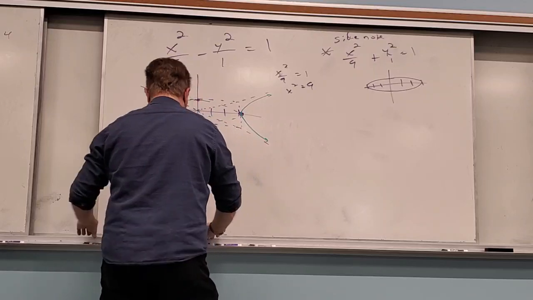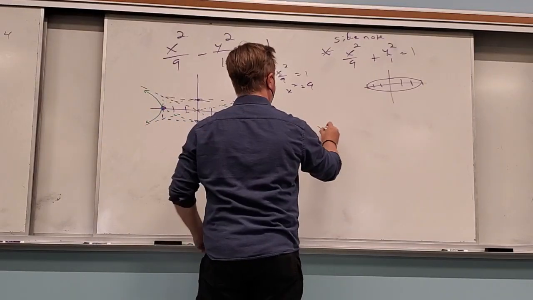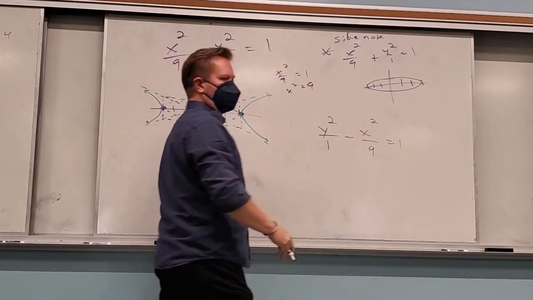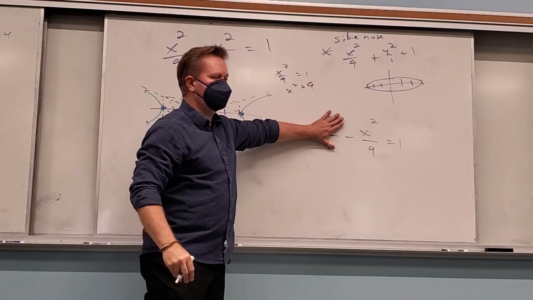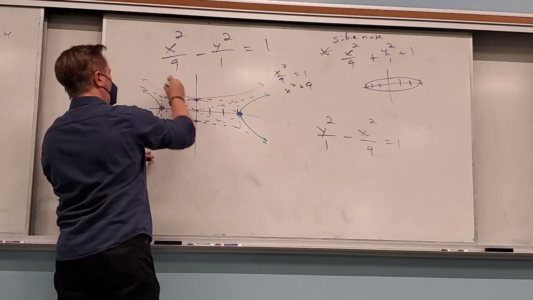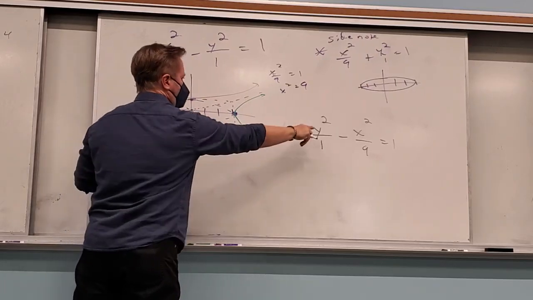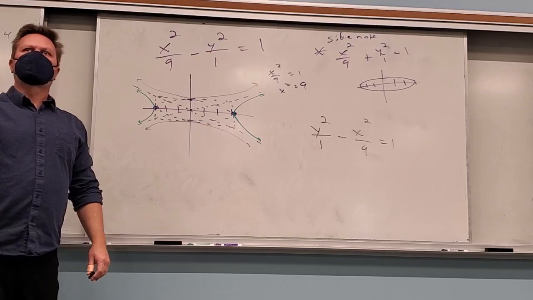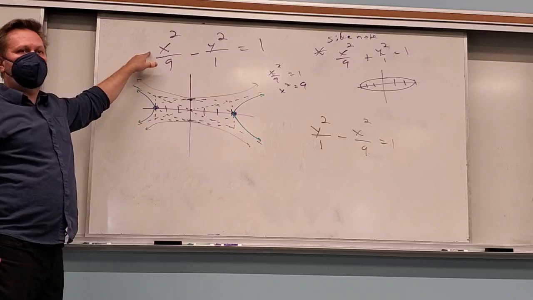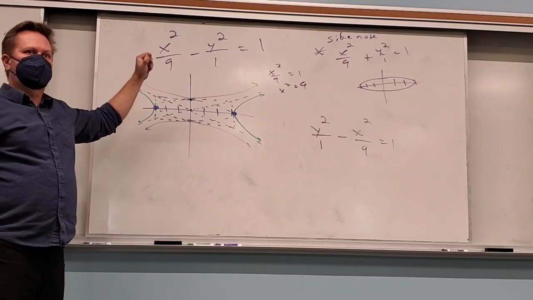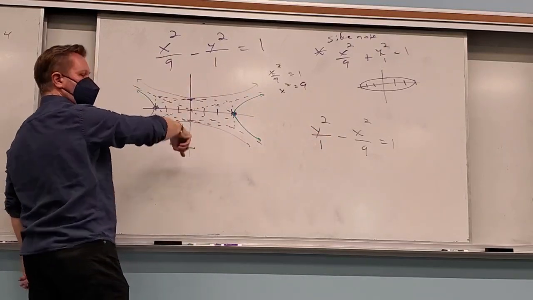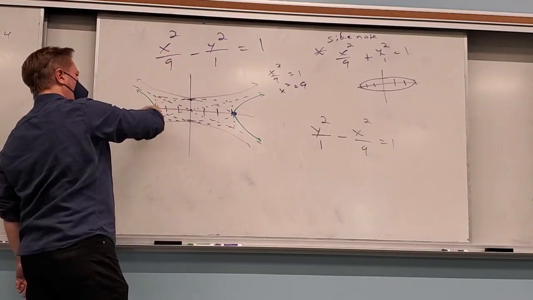Now watch this. What if the equation had been this instead? You see how it's basically the same, except now there's no x-intercepts, right? Then my hyperbola would have just been up here and down here. It would have sat on the y-axis. So which axis does a hyperbola sit on? The axis that has the positive term. So when I make this box, it could either be here, and that would be if the y is positive, then it sits on the y-axis. If the x is positive, it sits on the x-axis.